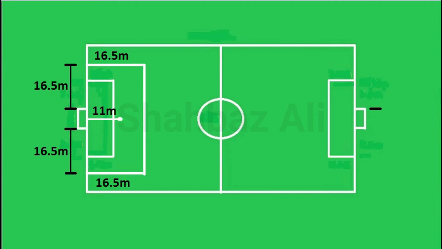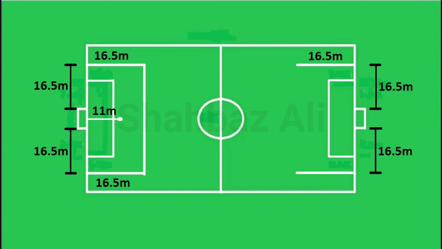Penalty area: two lines are drawn at right angles to the goal line, 16.5 meters from the inside of each goalpost. These lines extend into the field of play for a distance of 16.5 meters and are joined by a line drawn parallel with the goal line. The area bounded by these lines and the goal line is the penalty area.